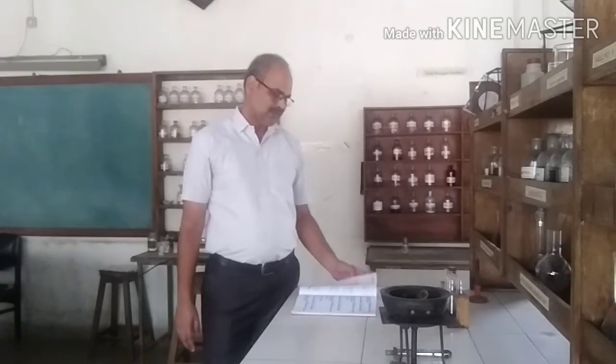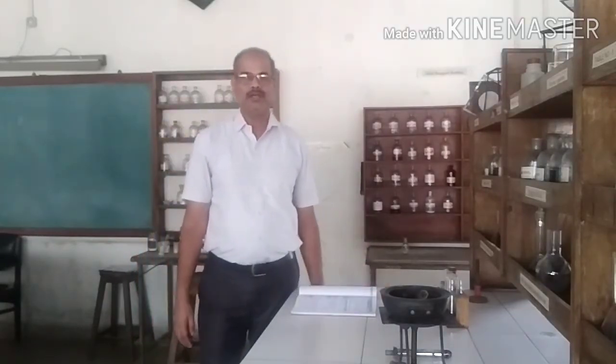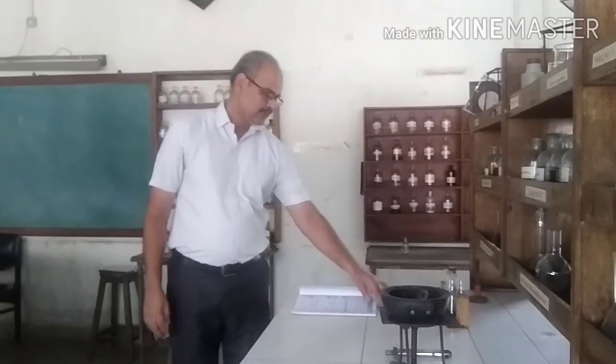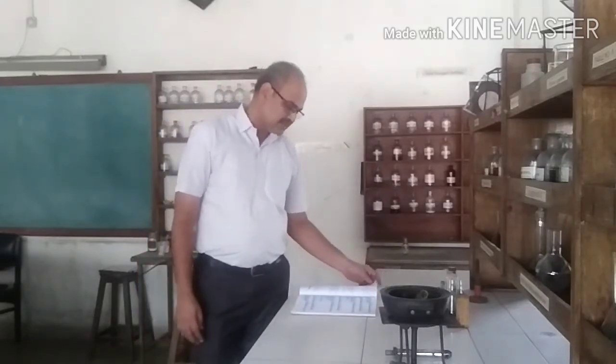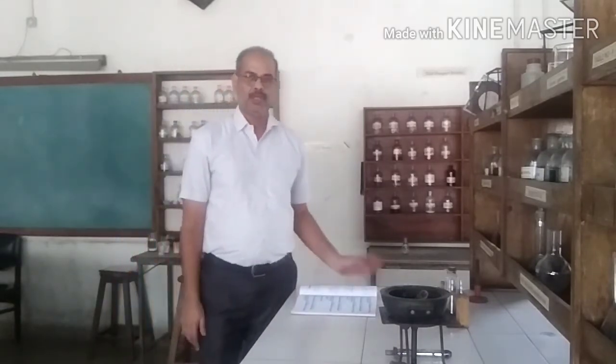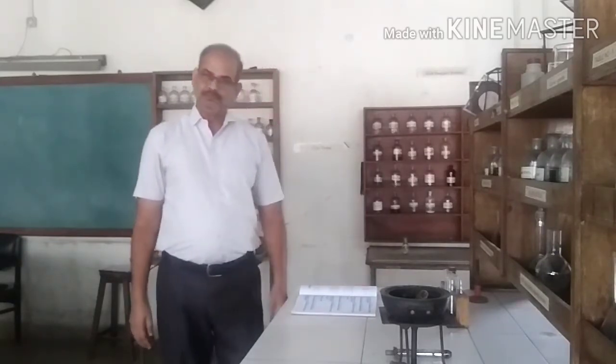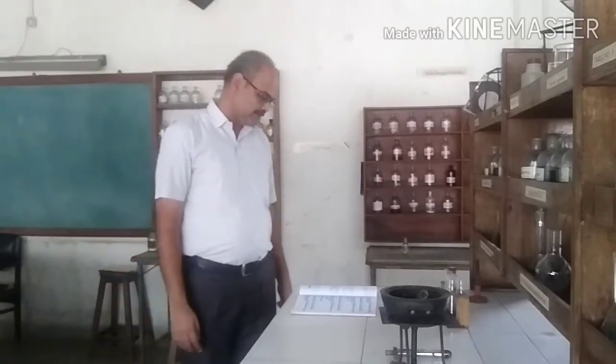Then test number 2, substance plus 10% NaHCO3 solution. No brisk effervescence obtained. So the inference is the given organic compound does not contain carboxylic acid group. Test number 3, substance plus, you will strike off Schiff's reagent, you will write Tollens reagent and heat. Silver mirror deposited on the inner side of the test tube. So the given organic compound contains aldehyde group as the functional group.